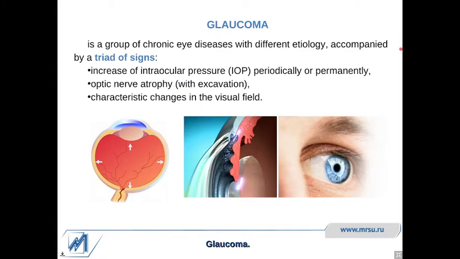Glaucoma is a group of chronic eye diseases with different etiology, accompanied by a triad of signs. First of all, it is increase of intraocular pressure periodically or permanently. Then it is optic nerve atrophy and characteristic changes in the visual field. Let's speak one by one about these signs.